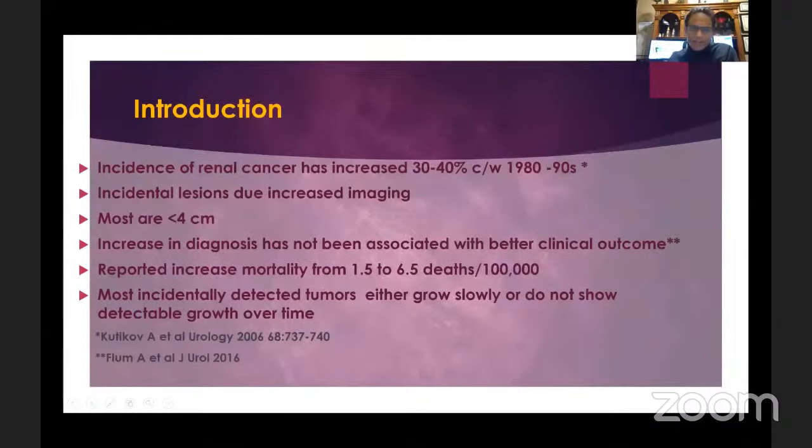Unfortunately, incidence of renal cancer has increased by 30 to 40% over the last 30 years or so. And this is predominantly due to incidental lesions due to increased imaging with ultrasound and CT scan. Although most of these lesions are less than 4 centimeter, increase in diagnosis has not resulted in better clinical outcome. In fact, the reported mortality increased from 1.5 to 6.5 deaths per 100,000. And this is predominantly due to overdiagnosis and surgeries and aggressive management, even of slow growing tumors, which may or may not show growth over time.